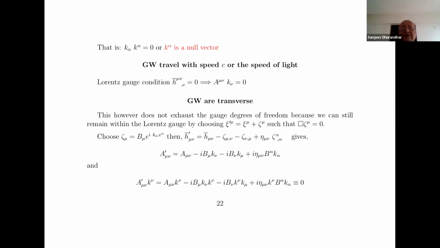Then we have the Lorentz condition. The Lorentz condition is h bar mu nu comma nu equal to zero. That tells you A mu nu k nu is zero. So that implies A mu nu k nu is zero. That means the gravitational waves are also transverse. Okay, so that's also a thing.